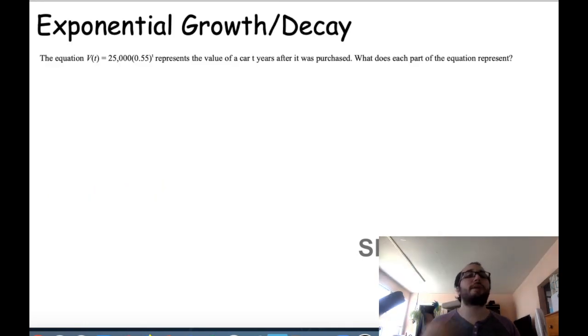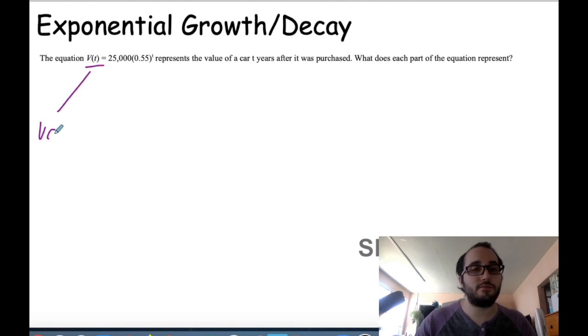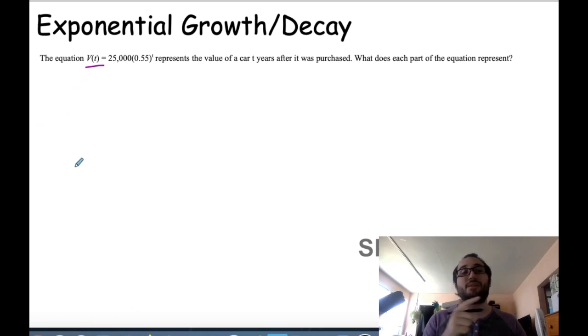Okay, so let's do some exponential growth and decay problems. The equation V of t equals 25,000 times 0.55 to the t power represents the value of a car t years after it was purchased. What does each part of this equation represent? Okay, so V of t is the value of the car after t years. That's literally what it just explains, right?